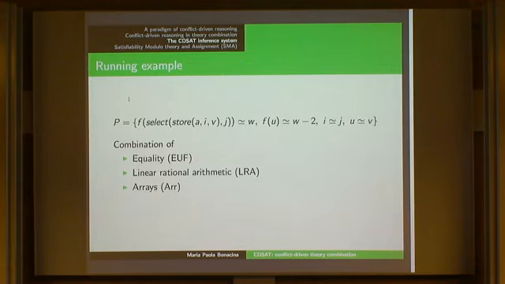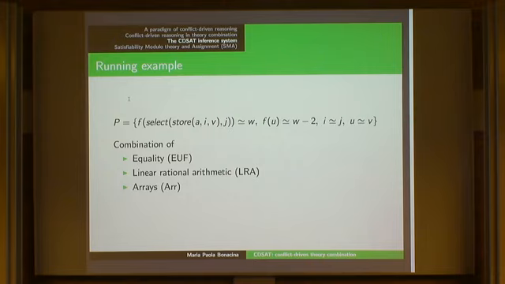Okay, let's see an example. Suppose that we have this set with F select store AIVJ equal W. So what are these? This is a combination in three theories: the theory of equality, the theory of linear rational arithmetic, and the theory of arrays. So F is an uninterpreted symbol. It comes from the theory of equality. Select is a symbol from the theory of arrays.